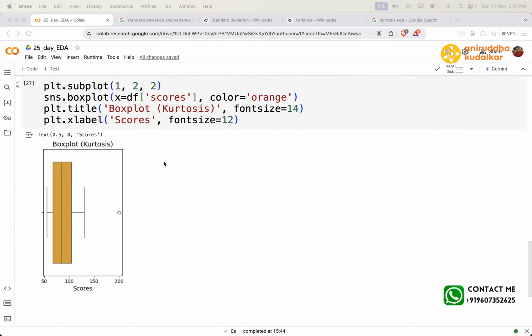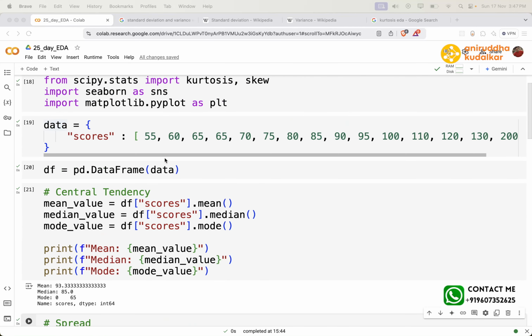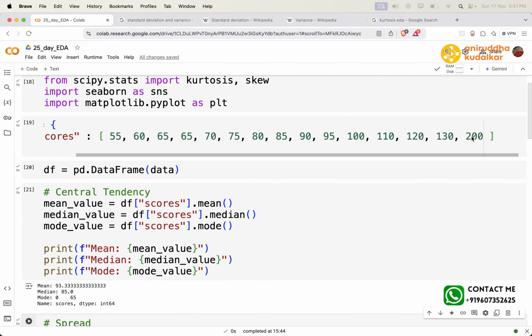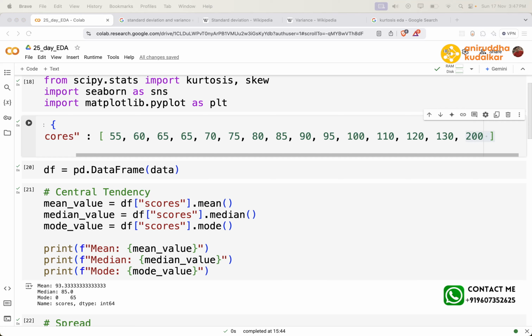And these things are used to find the outlier. In this data, there is an outlier. Finding the outlier is really important. Yesterday also we talked about these things.